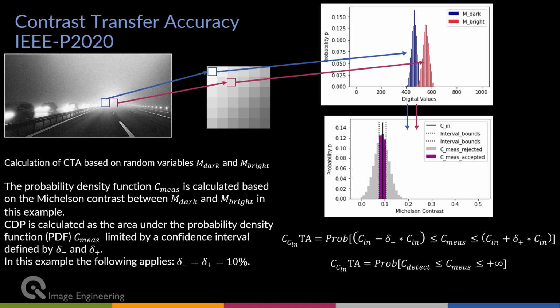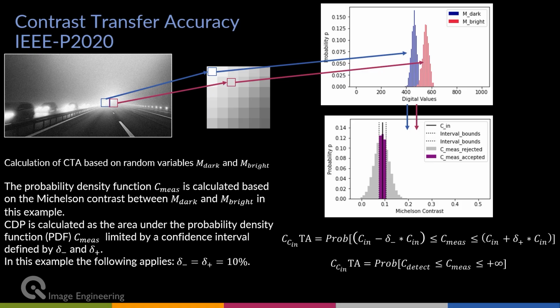So in real life, you have two objects, an object and the background, and that can be simulated with a test target where you have these patches. That forms two distributions, the distribution dark and the distribution bright, just like a histogram for these two distributions. Now you go pixel-wise, take one pixel from distribution dark and one from distribution bright, and calculate the contrast between these. You do that repeatedly, over and over again, and that gives you a probability density function.